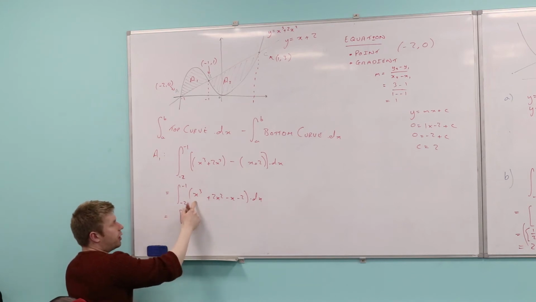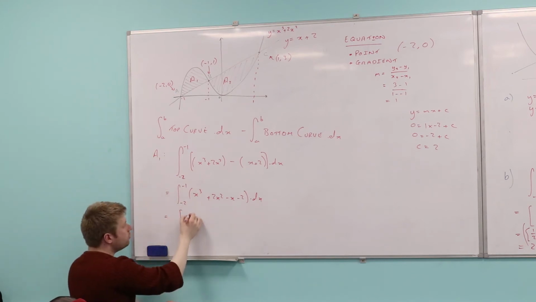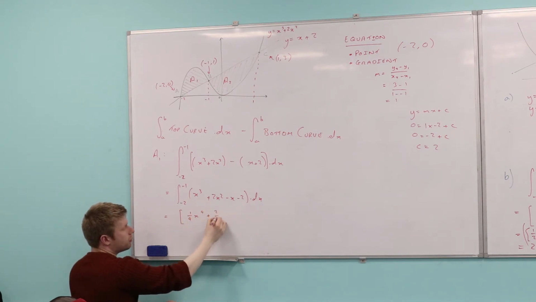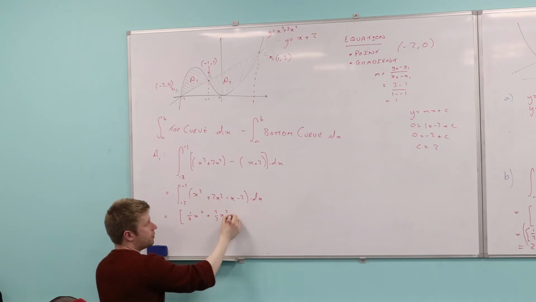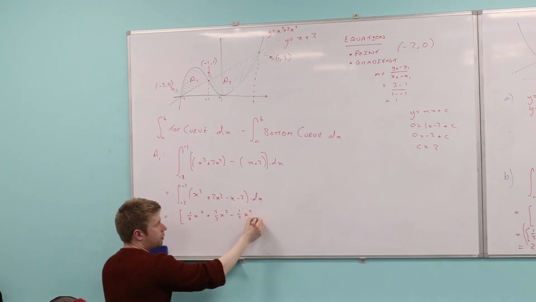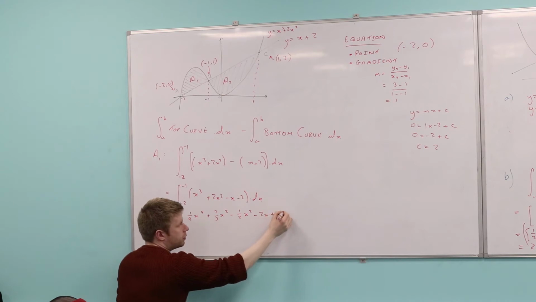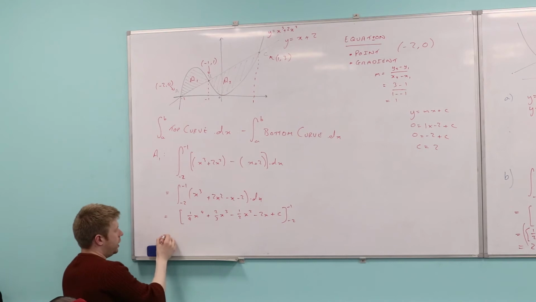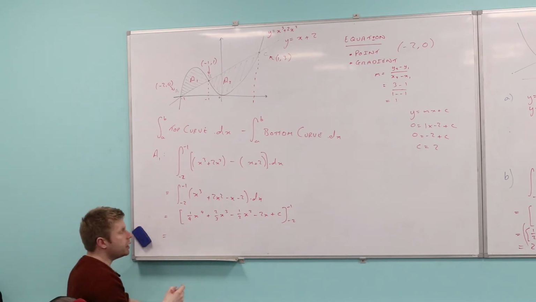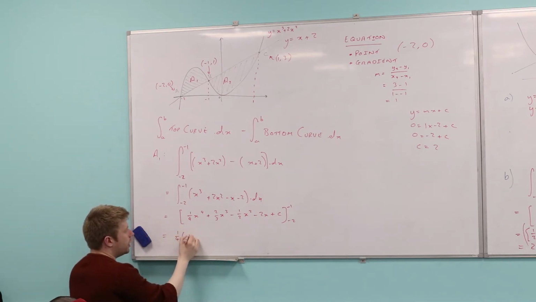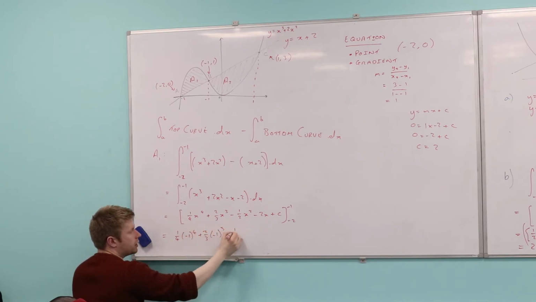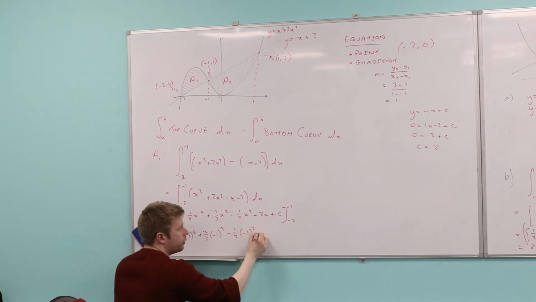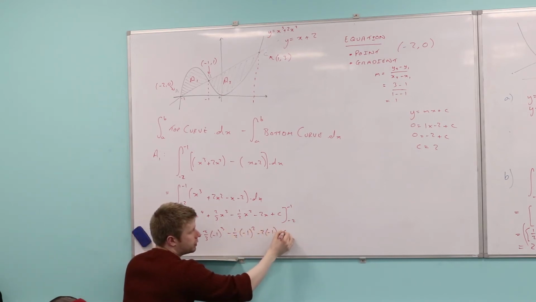If we integrate this, what do we get, somebody? X to the power 4 over 4. Good. Plus 2 over 3 x squared. Yep. Minus half x squared minus 2x. Good. And again, it's up to you whether you want to put the plus c in because it's a definite integral. And then you just stick the -1 in. So we get 1/4 of -1 to the power 4 plus 2/3 of -1 to the power 3 minus 1/2 of -1 to the power 2 minus 2 lots of -1 plus c.